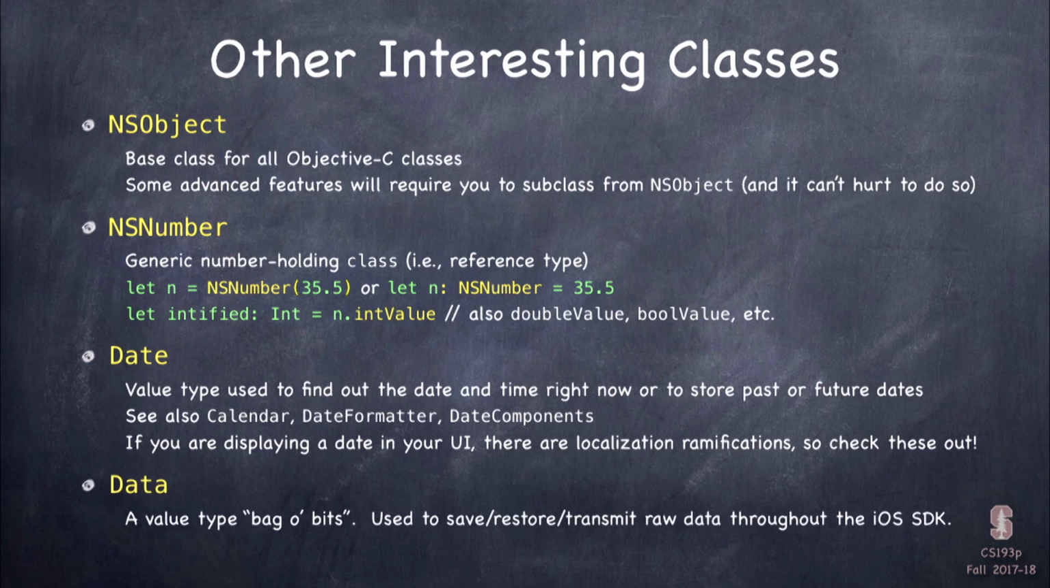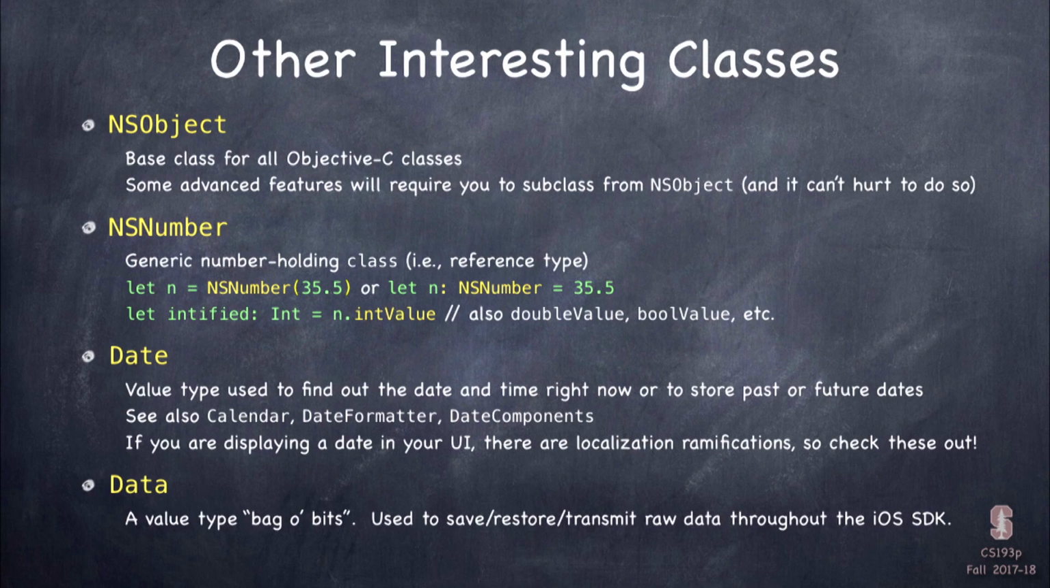And finally, there's data. Data is just a bag of bits. Okay, we use it to transfer data around a lot inside the iOS API. For example, if we got an image from the internet, from some URL, it would come in as a big bag of bits. And we have classes like UIImage, which I'm going to talk about today, that can look into the bag of bits and say, oh, that's JPEG data, and make an image out of it.